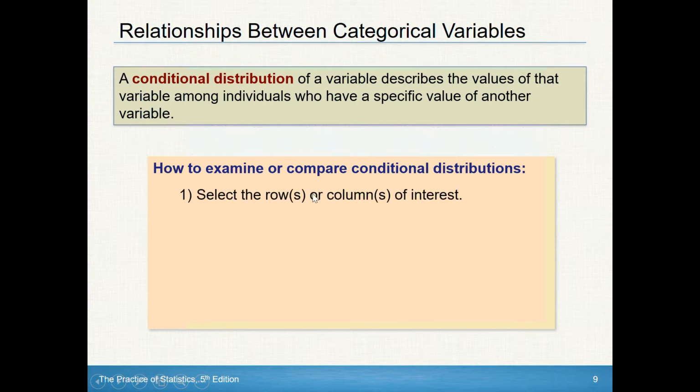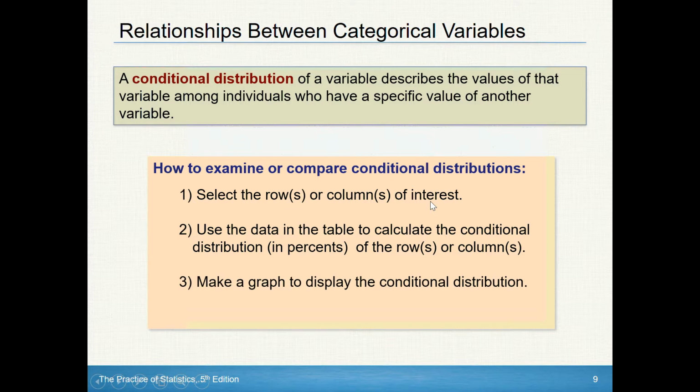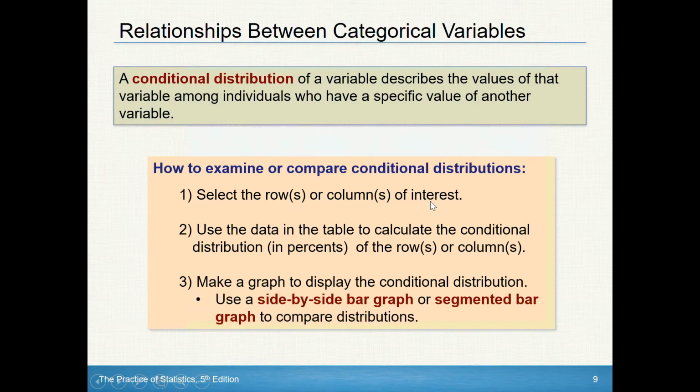So we select the row or column of interest. Then we use the data in the table to calculate the conditional distribution, again in percents, of that row or column. And then we make a graph to display the conditional distribution. If we're trying to compare, which is often what we do, we can make side-by-side bar graphs or segmented bar graphs. Side-by-side bar graphs are certainly something that you've done before when you were comparing multiple categorical variables. Segmented bar graphs, probably a little bit new, but not too hard to make.